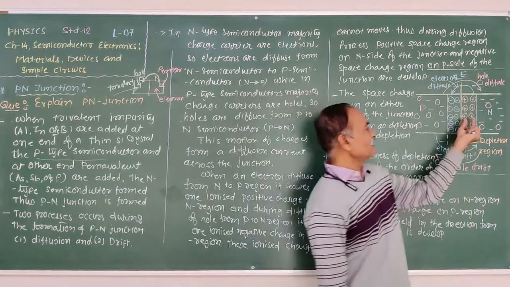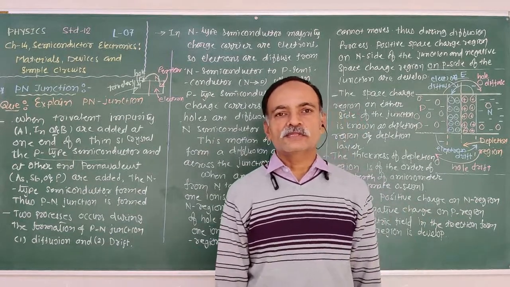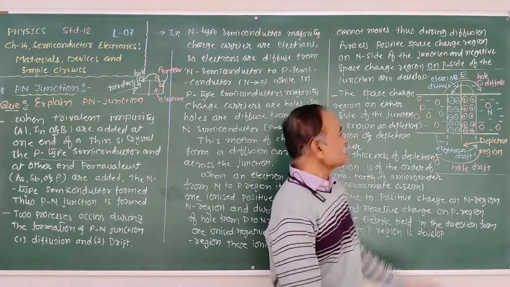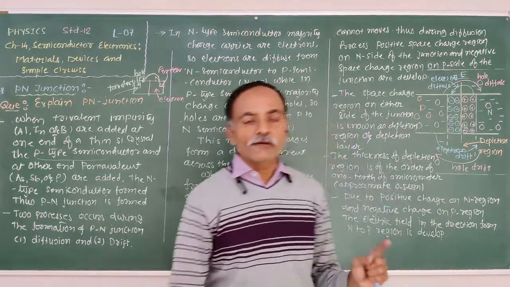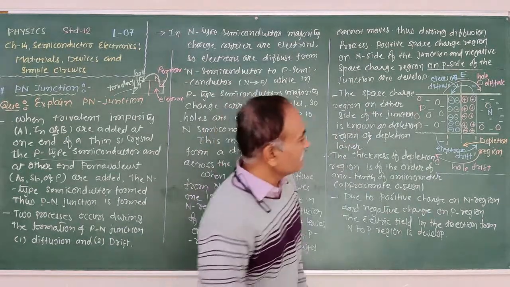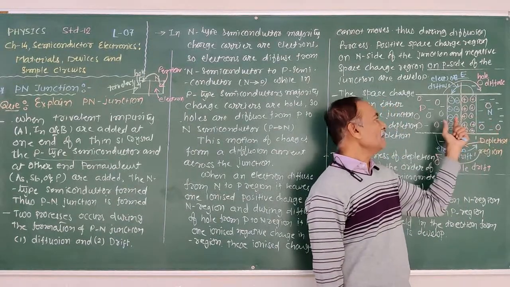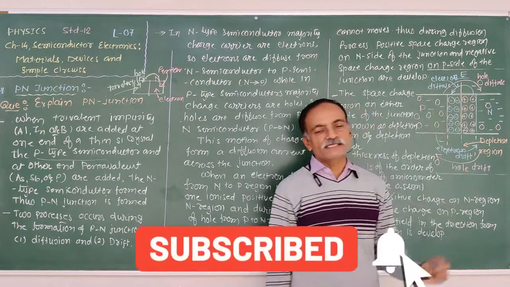This positive and negative ionized charge cannot move. These charges are immobile. Therefore, these positive and negative charges are developed near the junction in the respective regions. Positive charges are developed near the junction in the n region, while negative charges are developed near the junction in the p region.